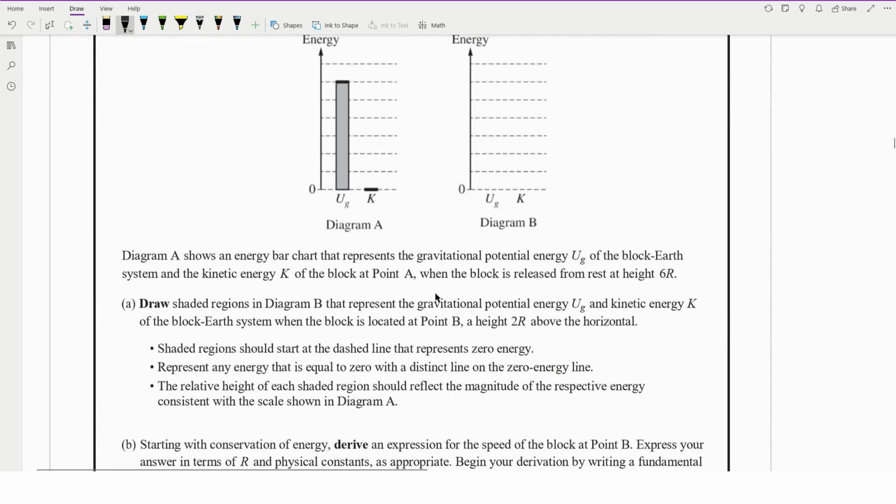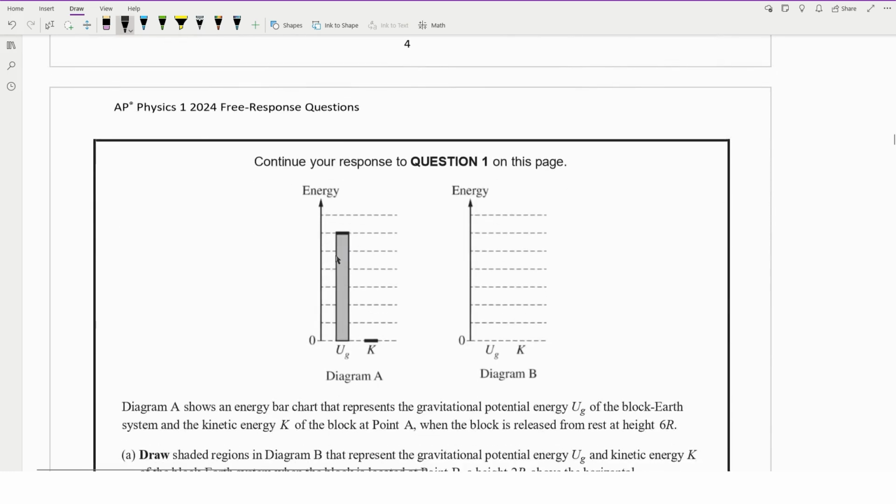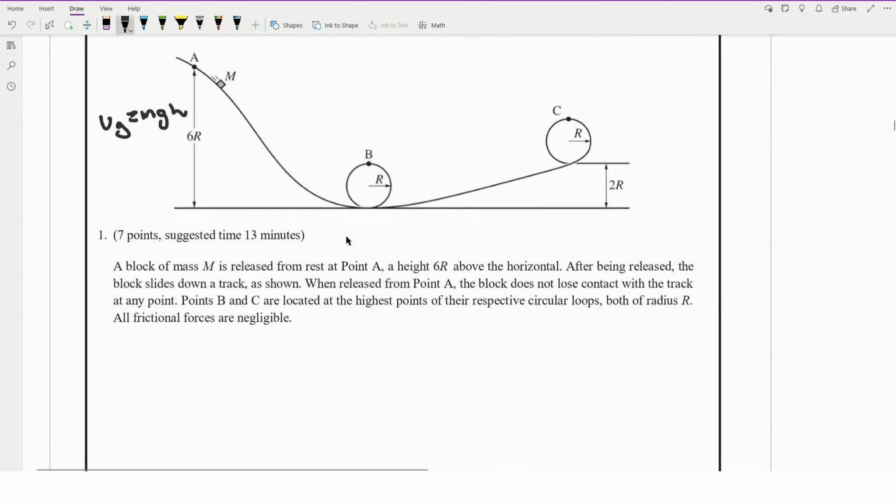Well, we can use the conservation of energy. The question asks for the block-Earth system. No net external work or force is acting on the block and the Earth. So from that, we know that total mechanical energy is conserved. So both of these energies would sum up to this. So for UG, we can use the same formula, mgh.